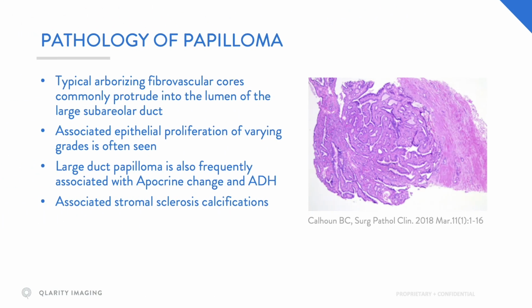Now let's look at the pathology of papilloma, and typically what we see are arborizing fibrovascular cores protruding into the lumen on a little stalk, and associated epithelial proliferation of varying grades can be seen. Large duct papilloma is also frequently associated with apocrine change and atypical ductal hyperplasia. Associated stromal sclerosis calcifications can be present and seen on mammography sometimes.